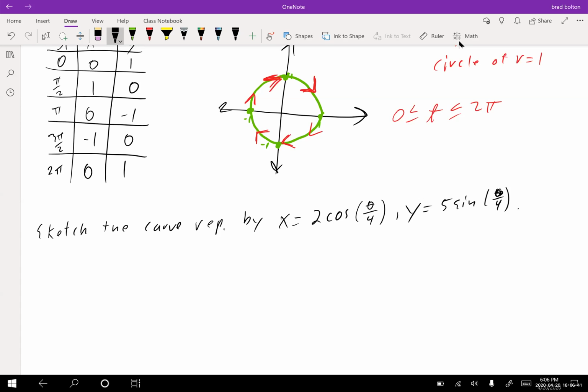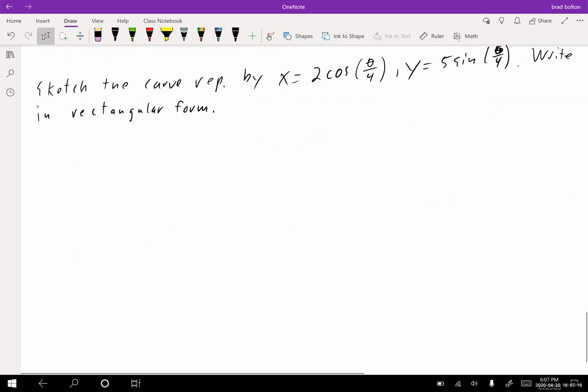All right, write this equation in rectangular or Cartesian form, okay? And then we're probably going to have to find an interval you can work with on this. So in this case, I'm going to try to convert these parametric equations into a Cartesian equation, and then discover what type of curve this actually is.